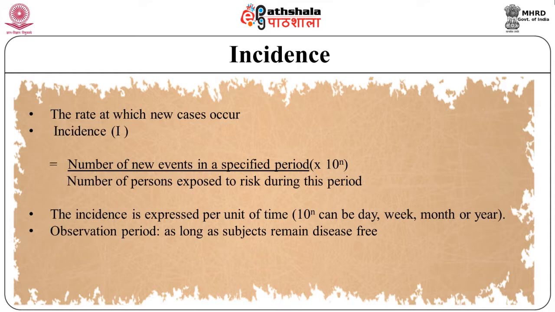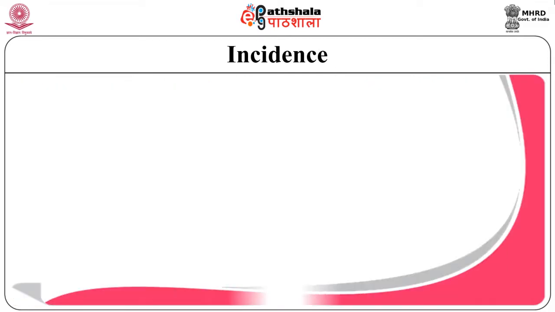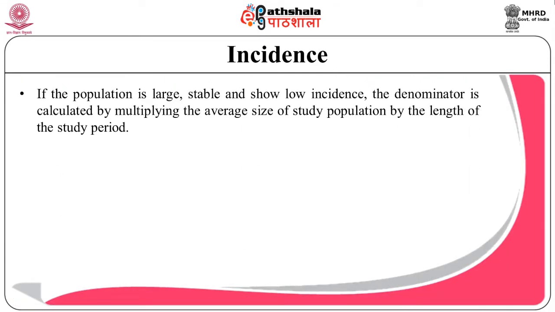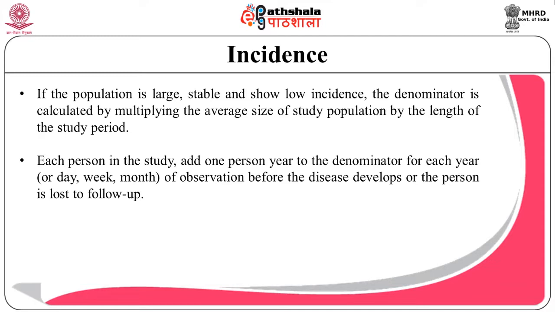The observation period for an individual in the population is as long as he or she remains disease free. The denominator is calculated by summing all the disease-free person time periods during the observation of the population at risk. If the population is large, stable and shows low incidence, the denominator is calculated by multiplying the average size of the study population by the length of the study period. Each person in the study adds 1 person per year to the denominator for each year, day, week or month of the observation before the disease develops or a person is lost to follow up.